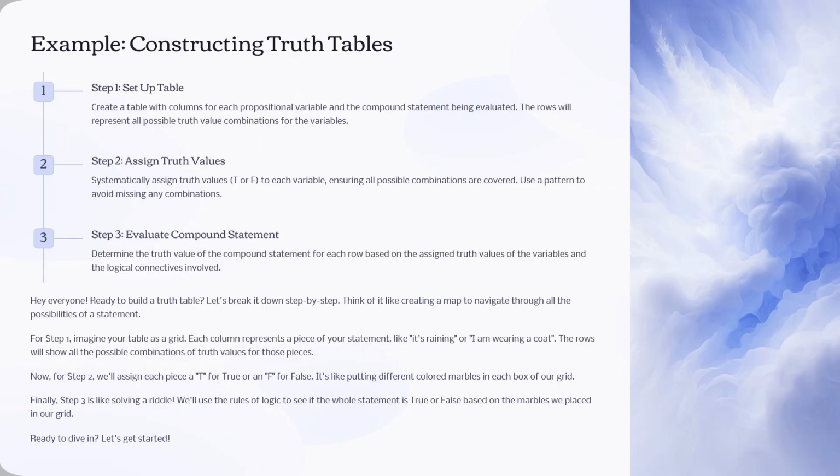The goal of this slide is to walk through the 3 steps for constructing a truth table. Step 1 is setting up the table, creating a grid with columns for each variable and the compound statement, and rows to represent all possible truth value combinations. In step 2, we systematically assign T, true, or F, false, to each variable, making sure to cover all possible combinations. Step 3 is evaluating the compound statement for each row, using the rules of logic to determine if the overall statement is true or false based on the assigned variable values. I'll use a step-by-step example to illustrate these 3 key steps in constructing a truth table.